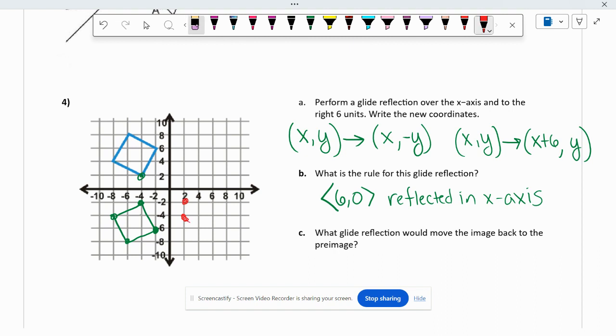-4 plus 6 is +2. -8 plus 6 is -2. -2 plus 6 is 4. And -6 plus 6 is 0. Do you guys see how I did that? I just found the x coordinates, -8, -4, -2, and -6. So this is what it looks like after we did the glide reflection. Okay.